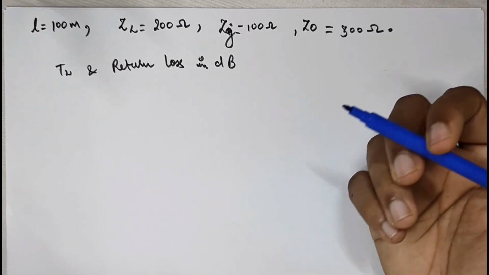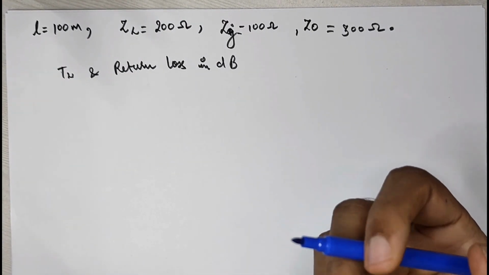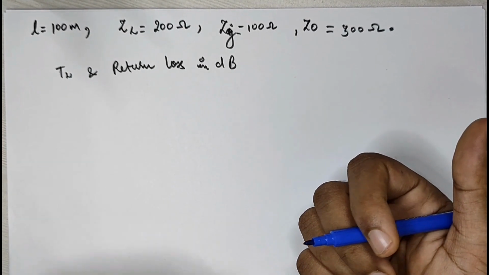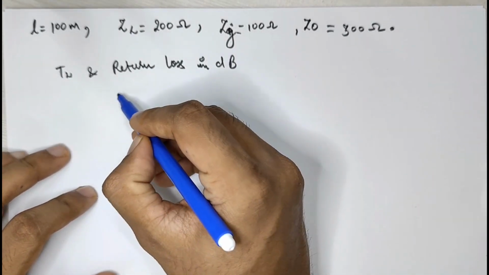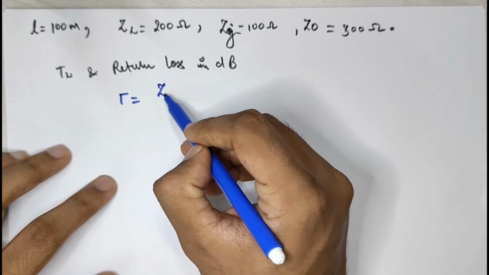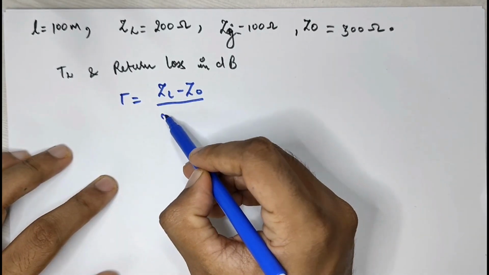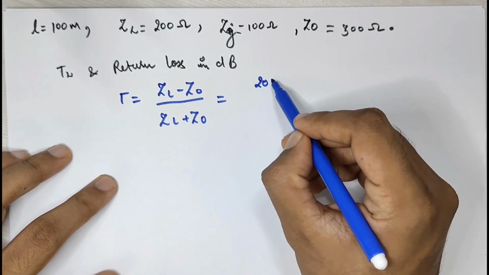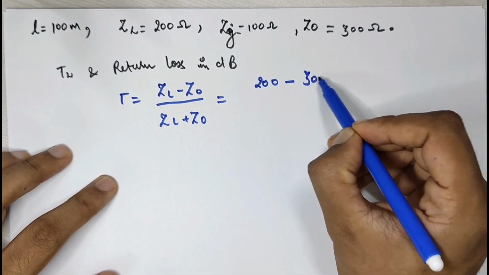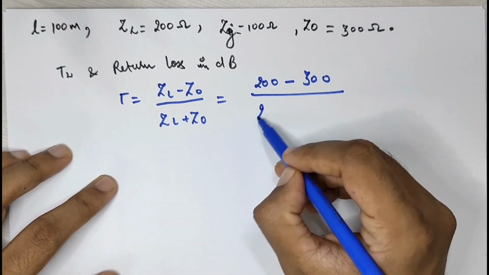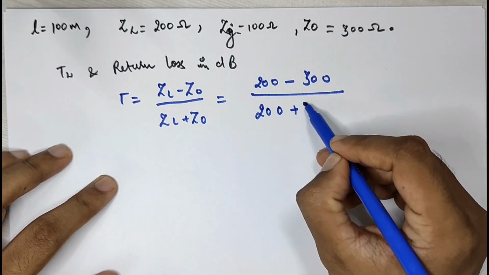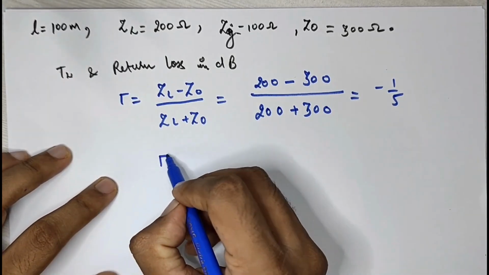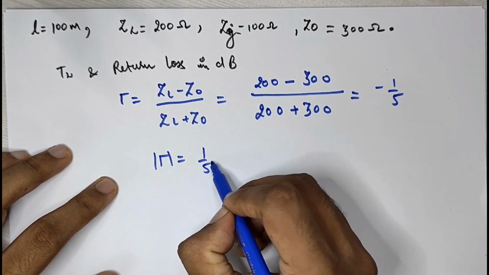Now see, we know all the formulas related to reflection coefficient, right? So we will begin by solving for the value of the reflection coefficient. What is the formula? That is nothing but (ZL minus Z0) upon (ZL plus Z0). What is the value of ZL? 200. What is the value of Z0? 300. We will simply substitute this, plus 300. That is minus 1 by 5. What is the modulus of this? That is 1 by 5.